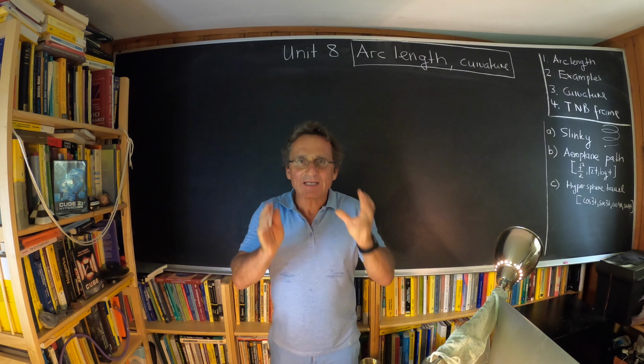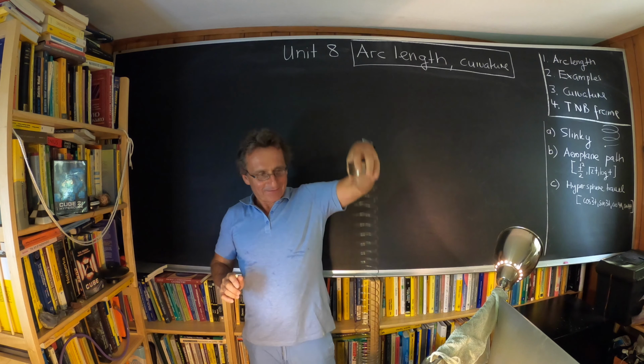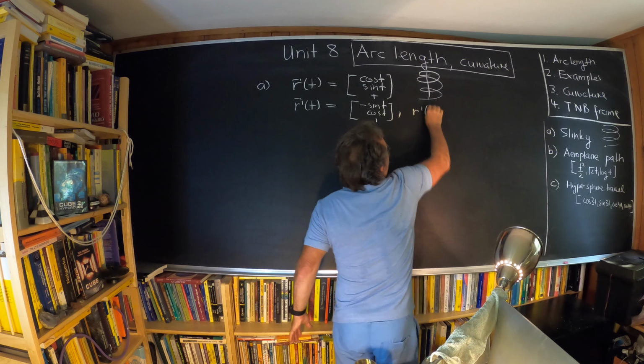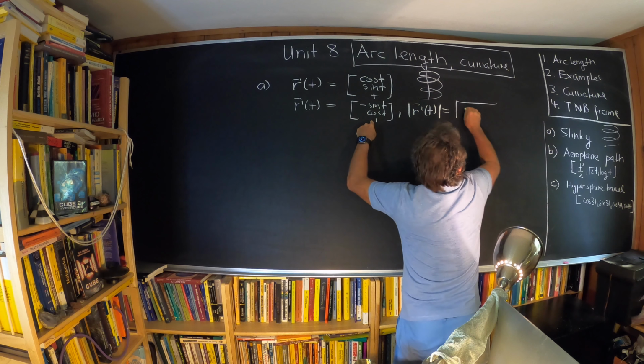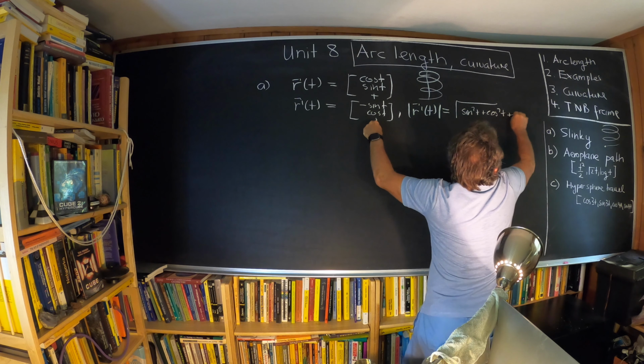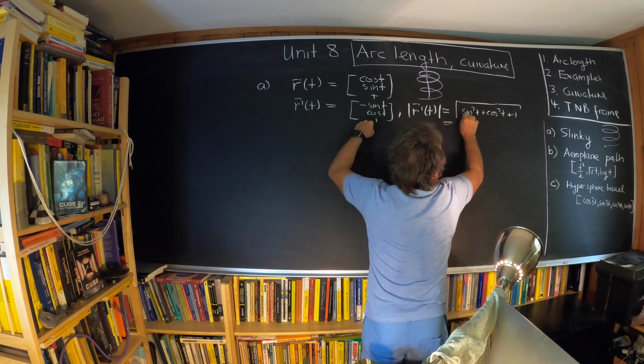Okay, let's look at a few examples. Let's start with a slinky curve, a very beautiful spiral, as you see here. Let's write down the curve, part A: r of t is equal to cosine t, sine t, and t. This beautiful helix, slinky. And for the arc length, we first need the velocity, and then we need the speed. So that's the square root of sine squared t plus cosine squared t plus 1, which is the square root of 2. Isn't that very nice? So this has a very nice constant speed.